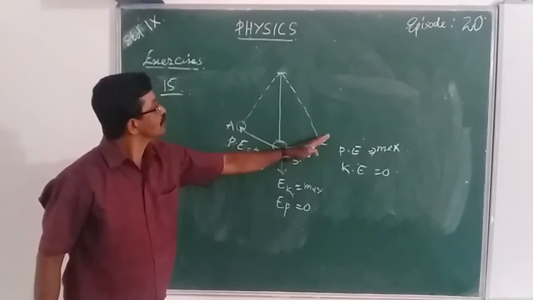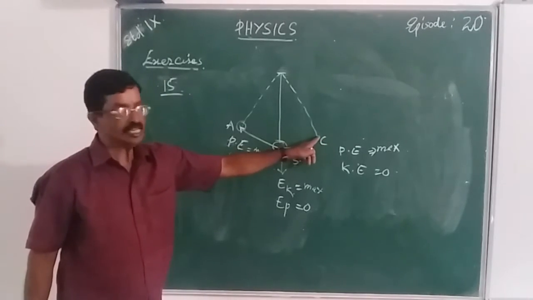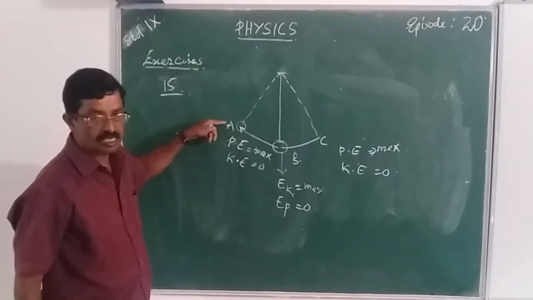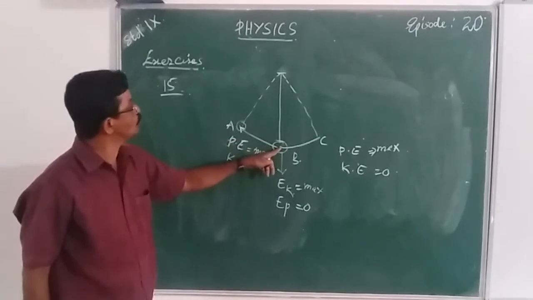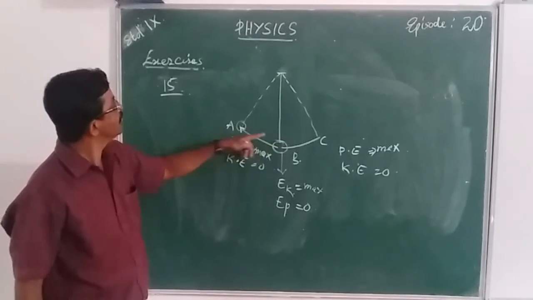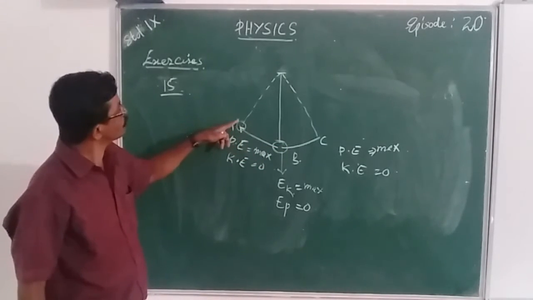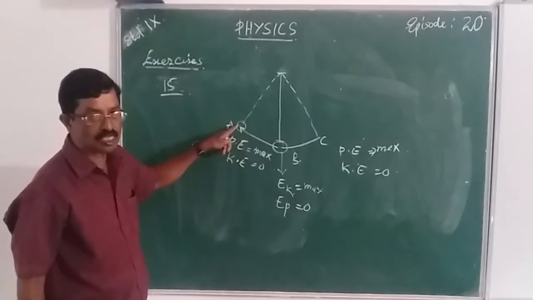And after reaching this point C, it again moves back. Then potential energy decreases and kinetic energy increases, becoming maximum here. When you move to the other side, potential energy becomes maximum and kinetic energy becomes 0.